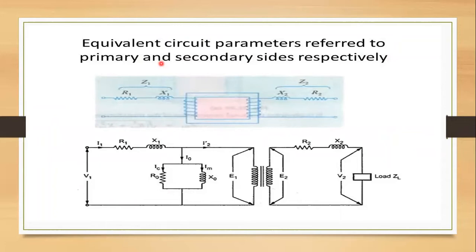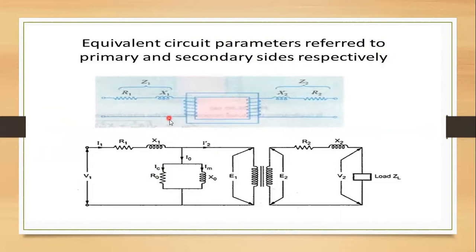The exact equivalent circuit parameters are referred to the primary side and the secondary side respectively. So all these parameters can be converted into the primary side, and similarly, all the parameters present on the primary side of the transformer can be converted into the secondary side. Understood? So the exact equivalent circuit parameters are referred to the primary and secondary respectively.